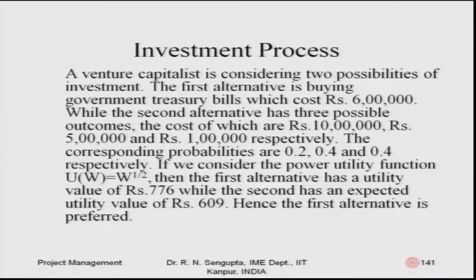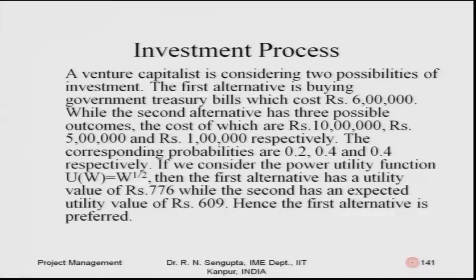Again, the first decision would have the expected value as square root of 6 lakhs. Why square root? Because the utility function is w to the power half, and multiplied by 1 because it is a treasury bill, which has a probability of 1.